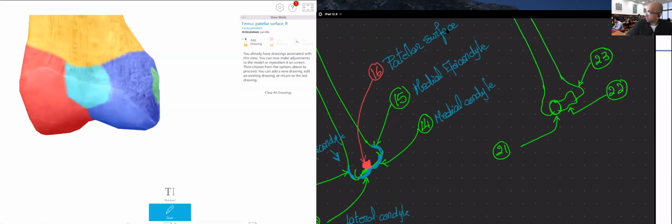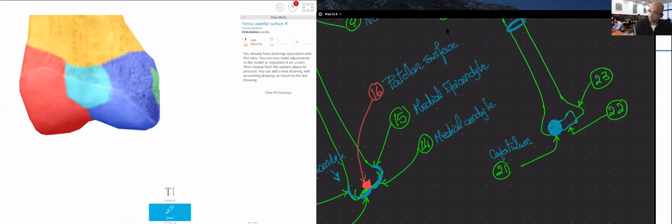All right, so moving down here, what do we call this rounded articular surface that looks like a head in the lower end of the humerus? What did we call this rounded part on here? Capitulum. And what do we call this cylindrical shaped part? Number 22. It's my trochlea.